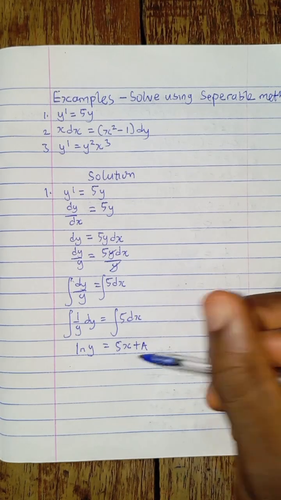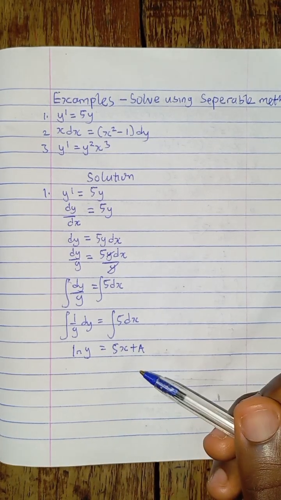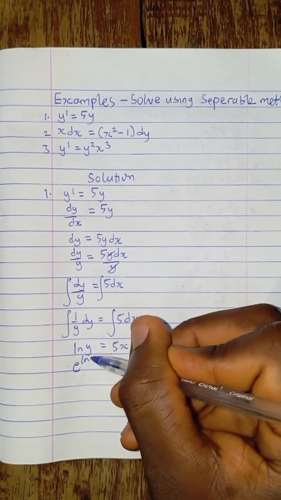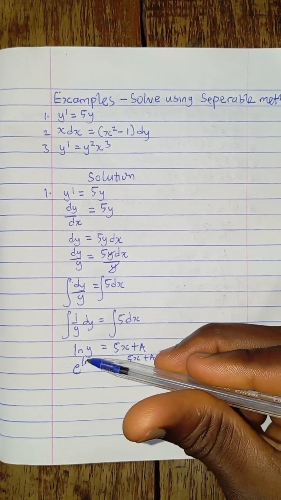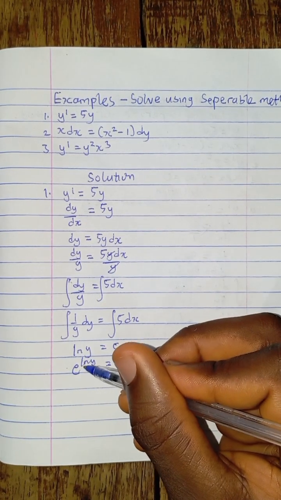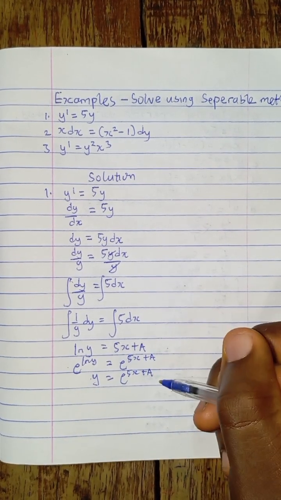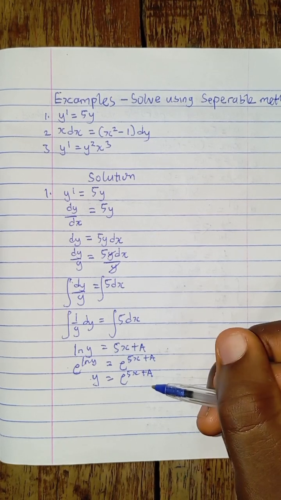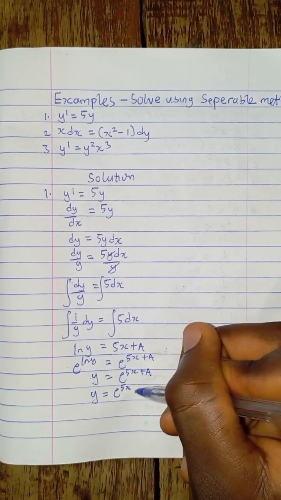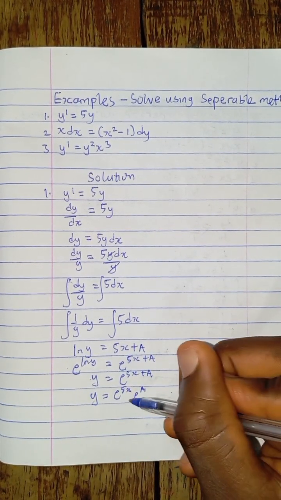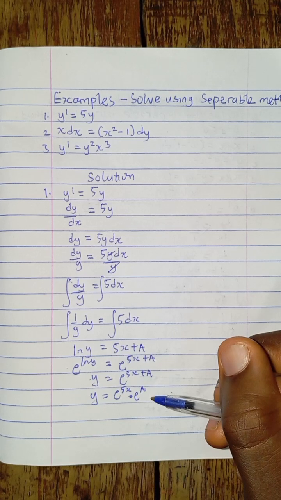To simplify this, we need to get rid of ln y, and we can simply do that by taking the exponential of both sides. So exponential of ln y is equal to exponential of 5x plus a, because the exponential of the natural logarithm cancels out. So exponential ln y gives us y, and this is equal to e to the power 5x plus a. Depending on the question and the options, this can be your answer, or you can further simplify by saying y is equal to e to the 5x times e to the a, because from the law of indices, when two powers are multiplying, they add.